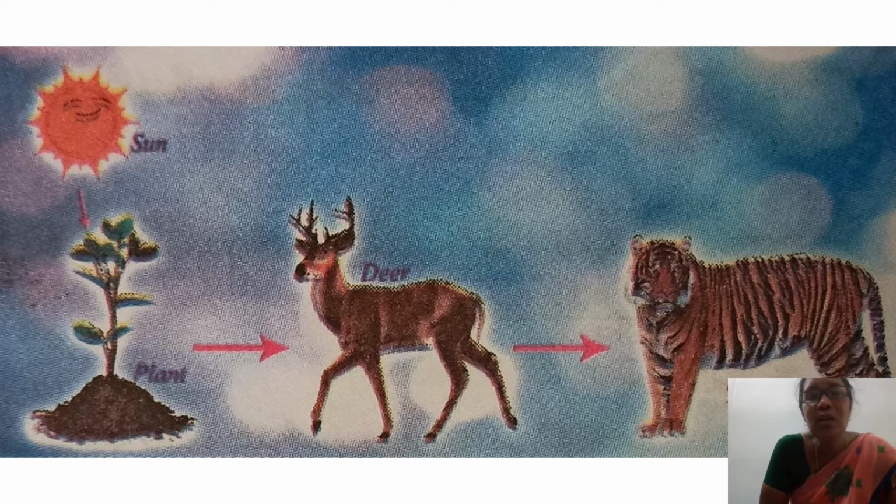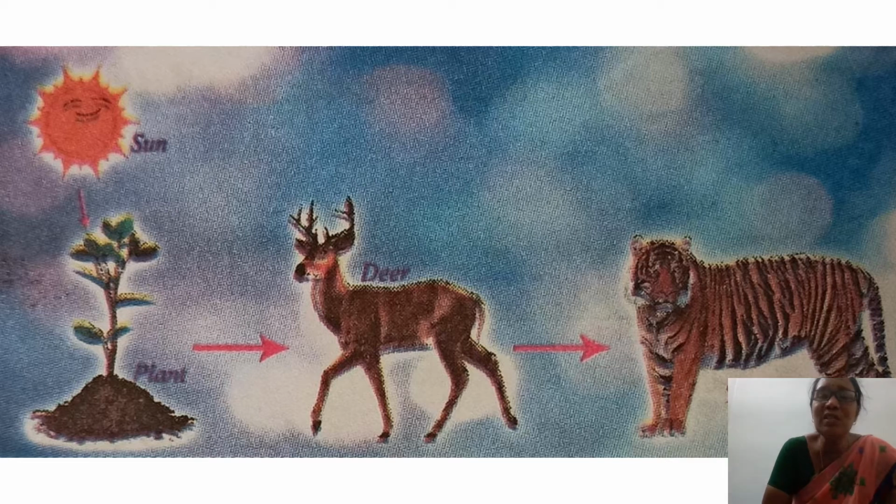What can we call it? Food chain. Food chain starts with the sun. Then, from the sun, this chain starts mainly with the plants. Plant is the producer. Deer eats plants. Deer is the primary consumer. Tiger eats deer. So tiger is the secondary consumer. So this is a food chain.